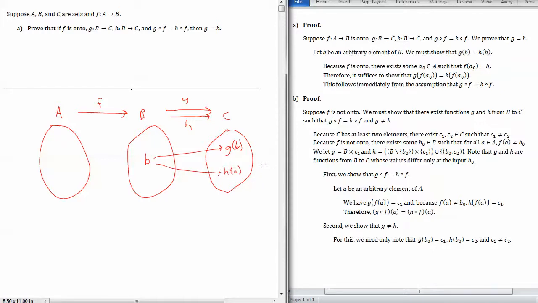Okay, and well, what are we going to use here? We know f is onto, which immediately tells us that b is in the range of f, right? There's some a back here in A which maps to b under f. And that's nice because, remember, we know something about the composition of these functions with f. And look, if (a, b) is in f and (b, g of b) is in g, then (a, g of b) is in g composed with f, right? And if (a, b) is in f and (b, h of b) is in h, then (a, h of b) is in h composed with f.